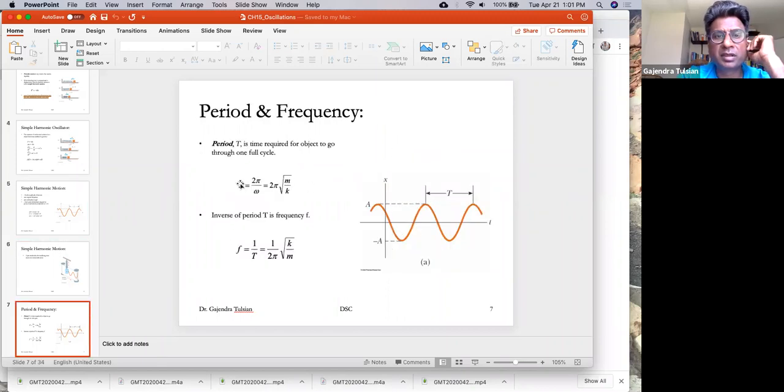Greater the mass, greater the period, slower the oscillation. Stiffer the spring, greater K is, smaller T is. And by the way, frequency is how many times it oscillates per second, per unit time, and frequency is inversely related to period, and it's given by 1 over 2 pi times the square root of K over M.